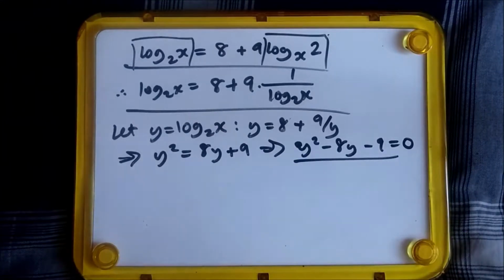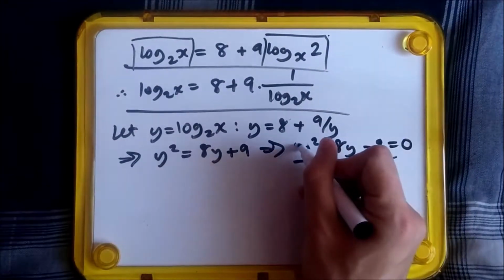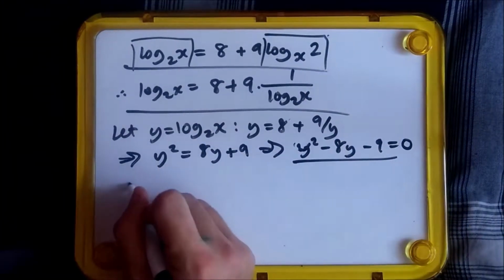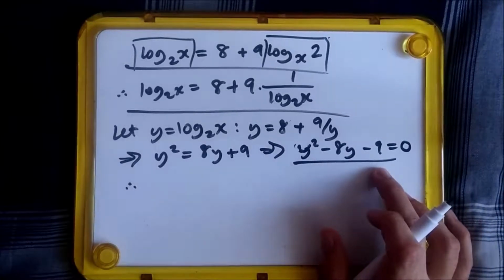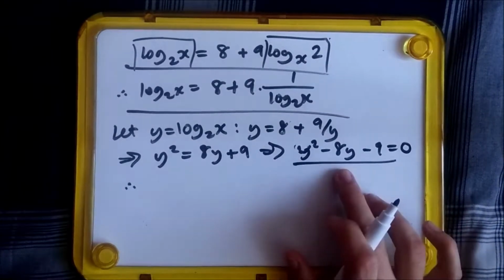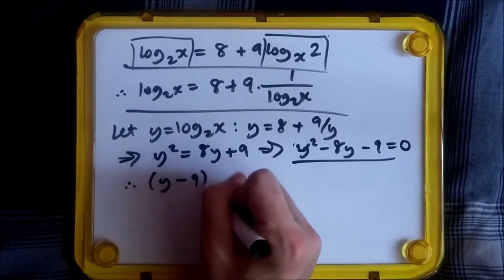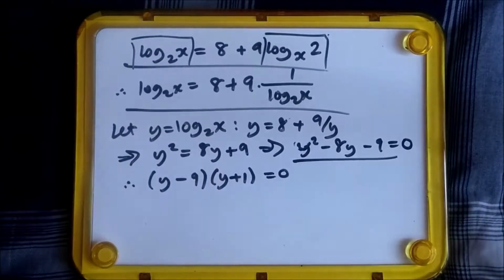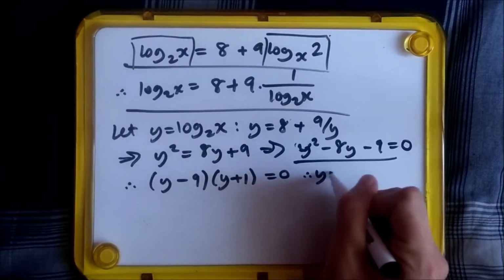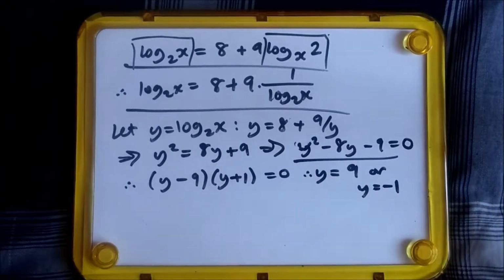Cool. At this stage, it's quite easy now. So here, let's have a try. This means factorizing this. Because we've got 9 here, I will try 9 and 1 because that gives a difference of 8. So factorizing, we get y minus 9, and we need to plus 1 to get minus 8, and this equals 0. Hence, we should have y equals 9 or y equals negative 1.